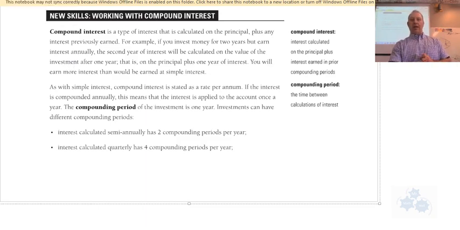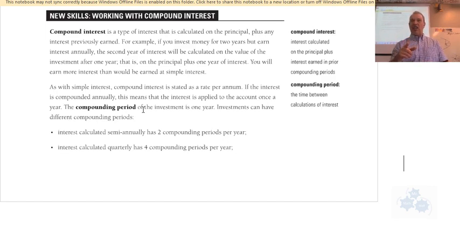Okay, so that's what compound interest is. As with simple interest, compound interest is stated as a rate per annum. That's per year, right? Remember, annum is per year. If the interest is compounded annually, this means that the interest is applied to the account once per year.